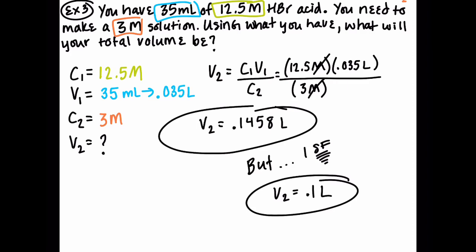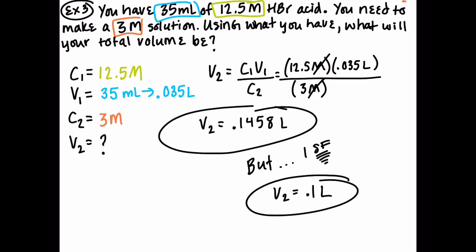Okay, so number 3, you got 35 mils of 12.5 molar hydrobromic acid. You got to make a 3 molar solution. Using what you got, what is your total volume going to be? Well, this time, we're going to have to figure out how much we're going to make in the end, right? V2 is what we're solving for. So I wrote the formula. C1 is the bigger number here. There's no evaporation, so it's 12.5 molar, which makes C2 3 molar.